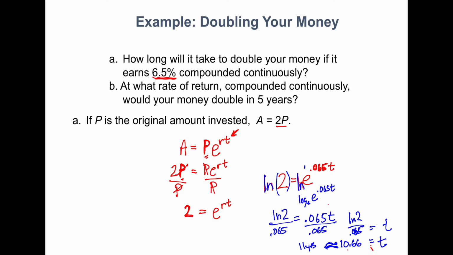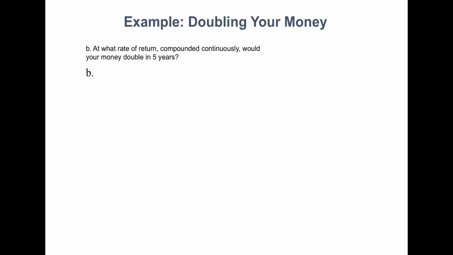At the second question, it says, what is the rate of return? At what rate of return, compounded continuously, would your money double in 5 years? So let's tackle that. So, at what rate of return, compounded continuously, would our money double in 5 years. So now we have the time that we want to invest the money. But we want to know, all right, well, what's the rate of return I would need to get? Because 10, 11 years, that's a long way to wait.